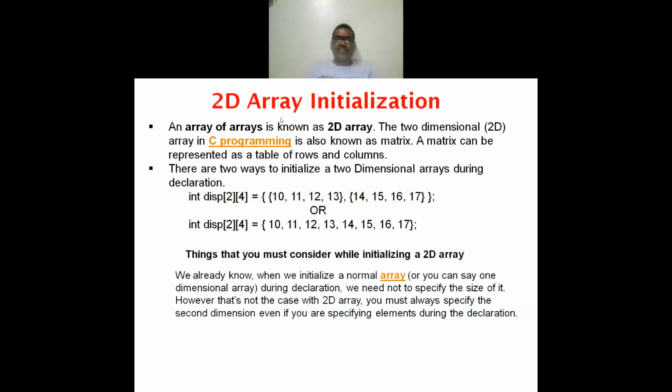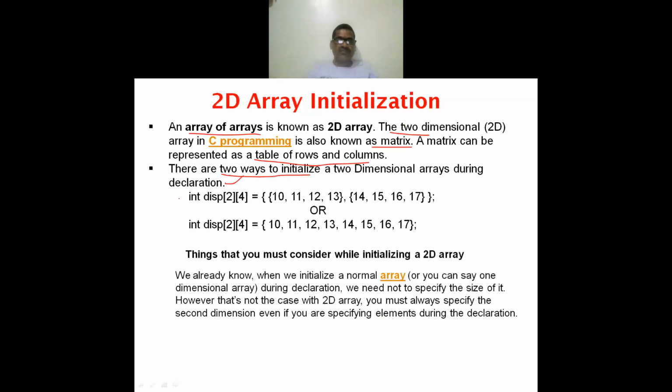Now, the two-dimensional arrays initialization: how we can initialize these two-dimensional arrays. A two-dimensional array can be called an array of arrays. The two-dimensional arrays in the C programming language are known as matrices, as we discussed in the previous class. A matrix is nothing but a representation of a table of rows and columns. There are two ways of initializing a two-dimensional array during the declaration of the array itself.